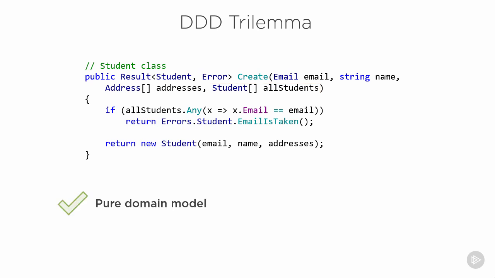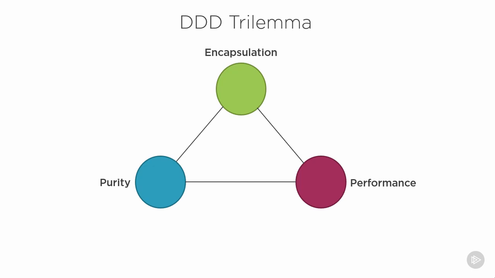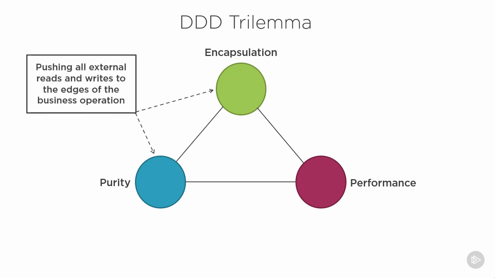This version's domain model is pure. The student now only depends on other students. It is also encapsulated. All the validations are located in the domain layer. But of course, it's not practical from the performance standpoint, because we have to query all existing students on each registration. This choice of encapsulation and purity at the expense of performance is located here on the diagram.